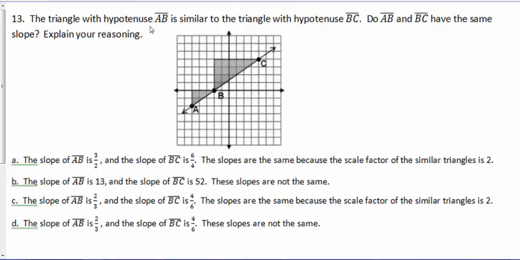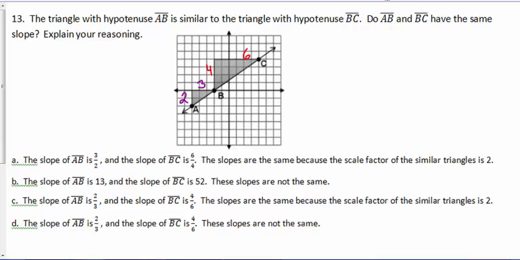Which triangle with hypotenuse AB is similar to the triangle with hypotenuse BC? Do AB and BC have the same slope? Explain the reasoning. Well, let's see. 1, 2, 1, 2, 3. Now let's change colors. 1, 2, 3, 4. 1, 2, 3, 4, 5, 6.